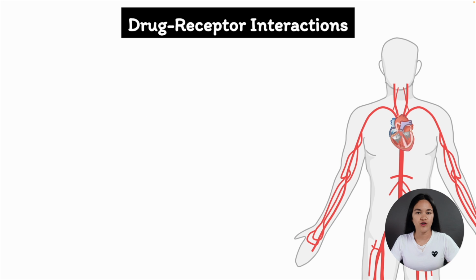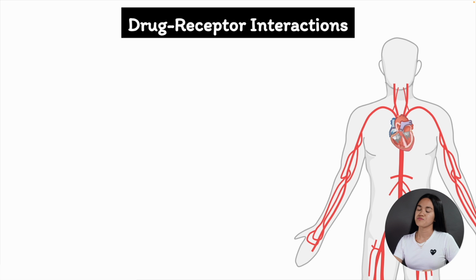In this video, we're going to cover drug-receptor interactions. We'll explore important concepts like drug binding, affinity and efficacy, concentration response curves, and we'll also break down the role of agonist drugs and dive into the different types of antagonism.